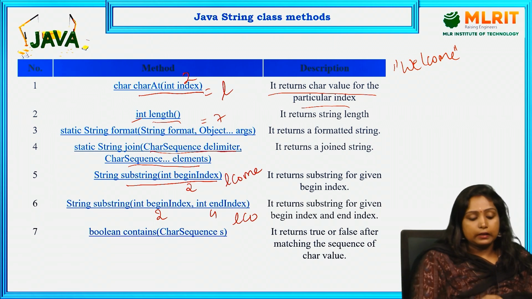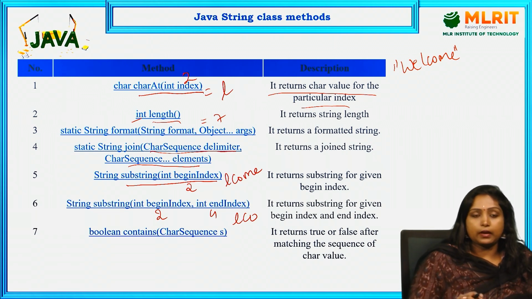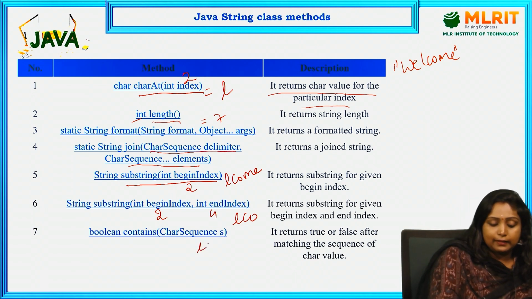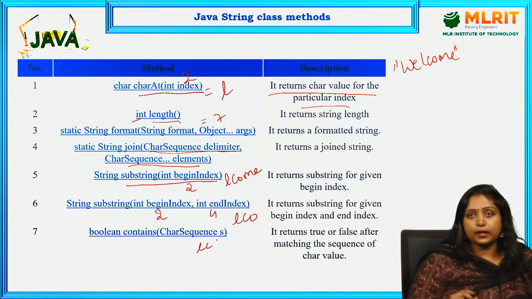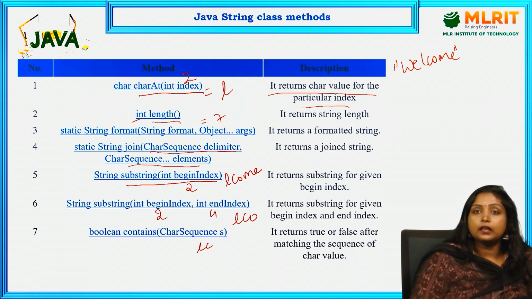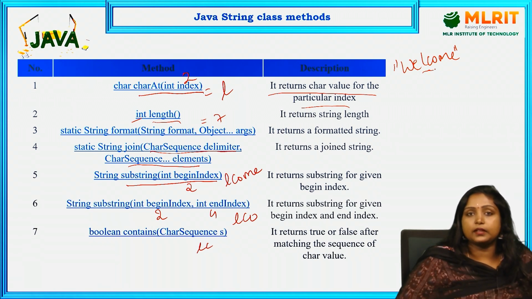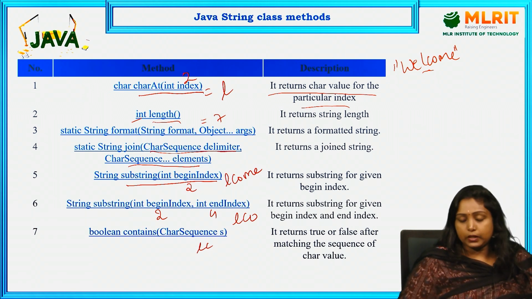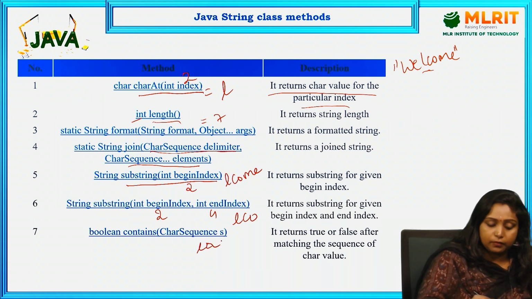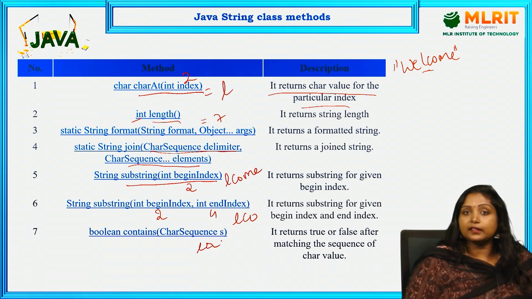Next, contains. It will check if the matching character sequence, like LC, is there. It will return true or false. LC is present in this "welcome", isn't it? So it will return true. If I am giving some LA, which is not present, it will return false.